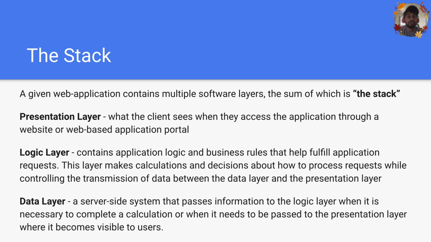The simplest and most widely used architecture of the stack, which we will be covering, consists of three layers. The presentation layer, which is what the client sees when they access the application through a website or a web-based application portal. The logic layer, which contains the application logic and business rules that help fulfill application requests. So this layer makes calculations and decisions about how to process requests while controlling the transmission of data between the data layer and the presentation layer. And finally, the data layer is a server-side system that passes information to the logic layer when it is necessary to complete a calculation, or when it needs to be passed to the presentation layer where it becomes visible to users.